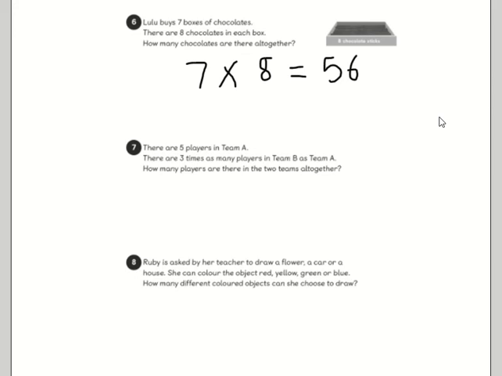Okay, this next question is quite tricky, so we need to really think about what it's trying to ask us. There are 5 players in Team A. There are 3 times as many players in Team B as Team A. How many players are there in the 2 teams all together? Now remember, all together means we want to know how many there are across all of them. So there's 2 steps to this problem. So the first step is working out how many players are in Team B. So I'm going to get my bar model ready.